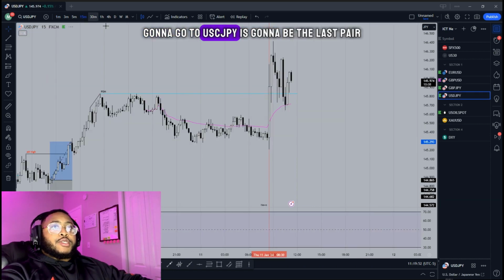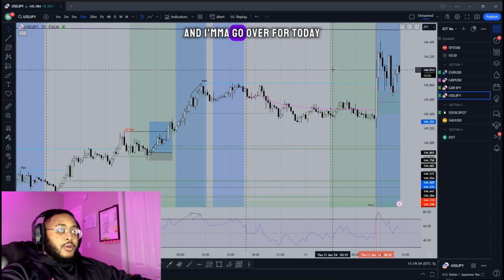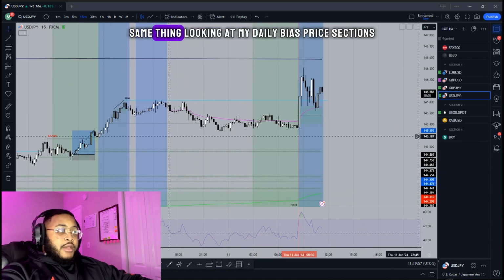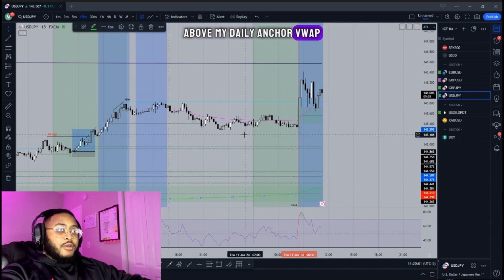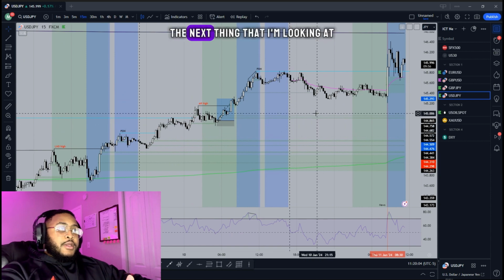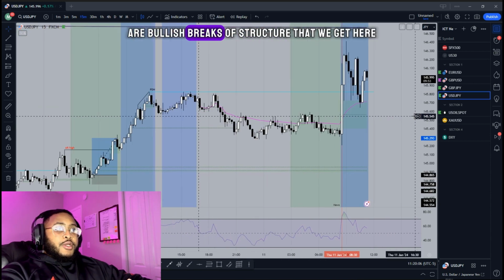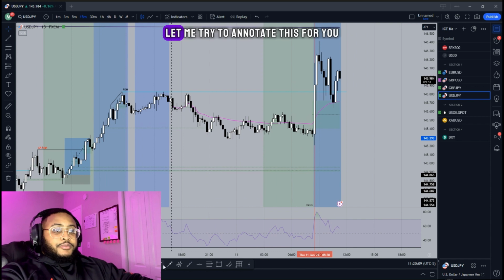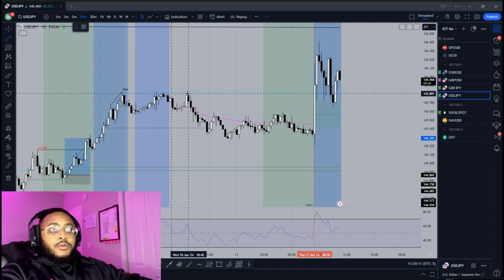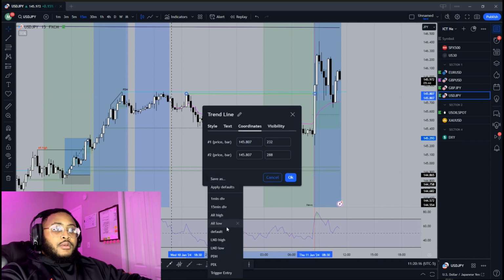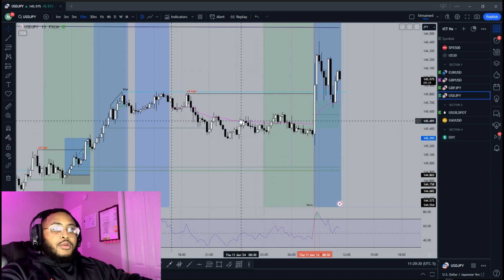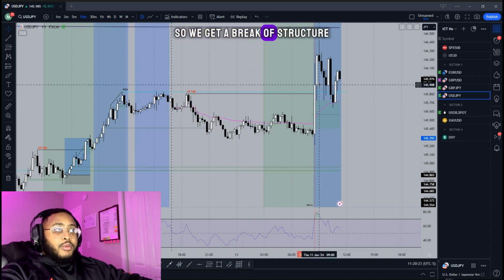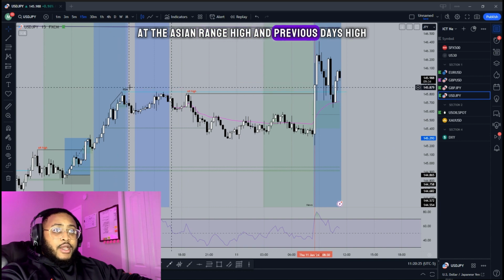I'm going to go to USDJPY. It's going to be the last pair that I'm going to go over for today. Same thing. Looking at my daily bias, price action is above my daily anchor VWAP, so I'm looking for long entries. The next thing that I'm looking at are bullish breaks of structure that we get here. Let me try to annotate this for you. So we get a break of structure at the Asian range high and previous day's high.